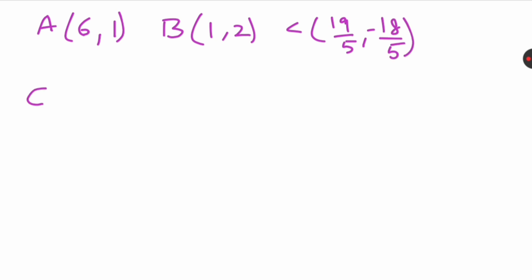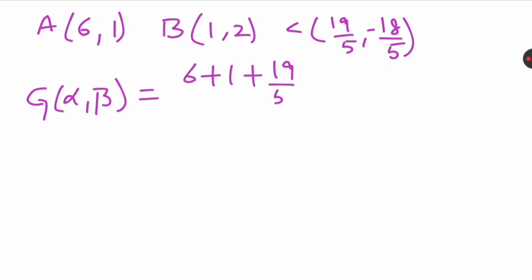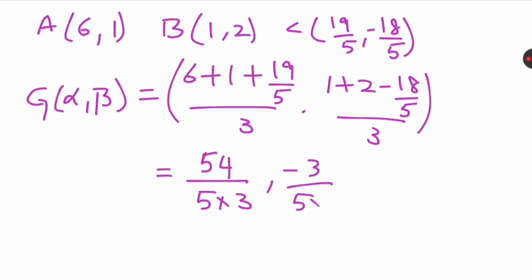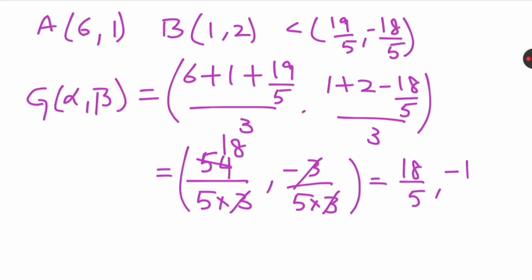Now we can easily find the centroid, which is alpha comma beta: x1 plus x2 plus x3 over 3, y1 plus y2 plus y3 over 3. So after solving this, we are going to get 54 over 5 times 3, and minus 3 over 5 times 3. Here the 3 gets cancelled. After cancelling 3, 18s are 54, so we are left with 18 over 5 and minus 1 over 5. So these are the alpha and beta values.